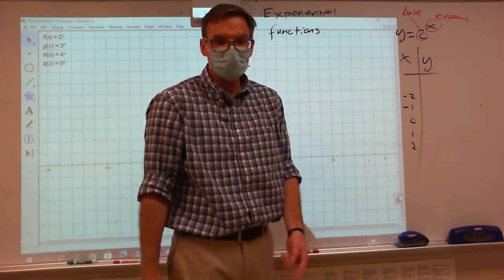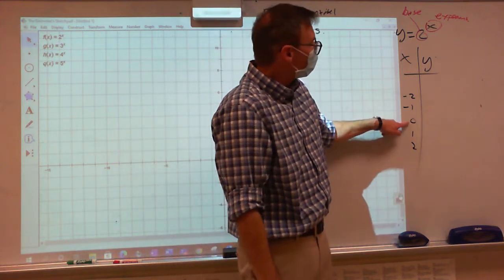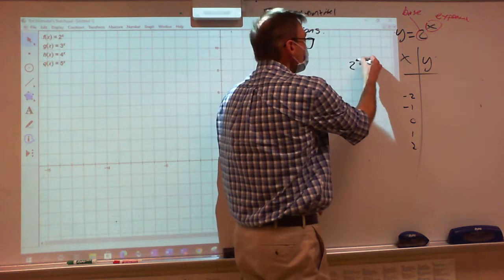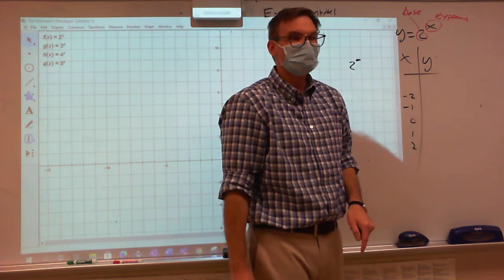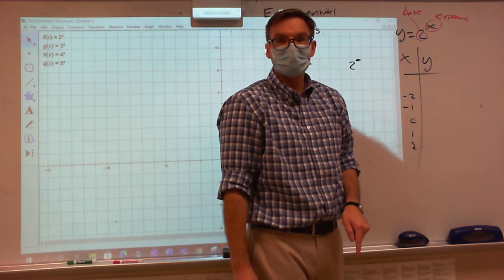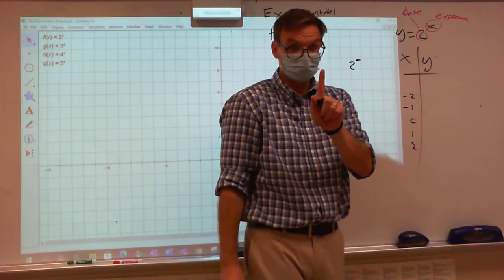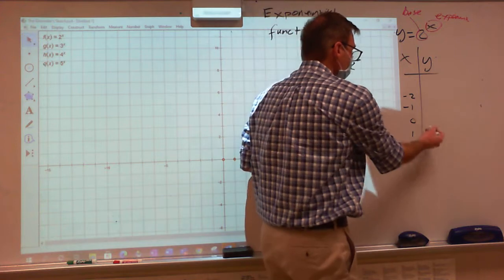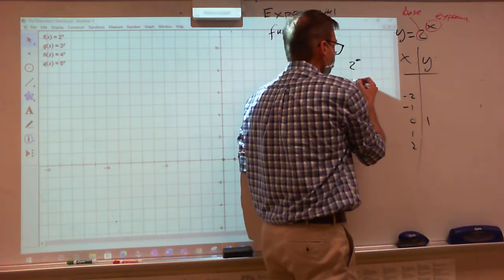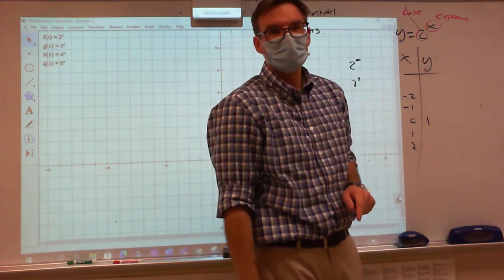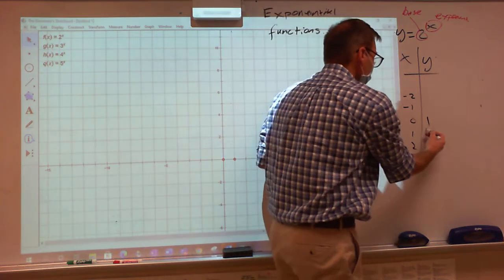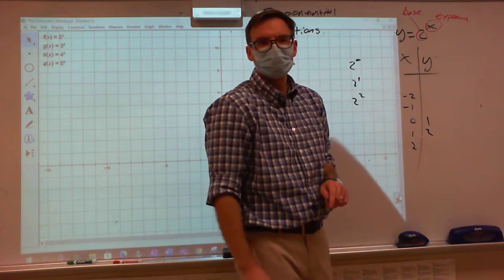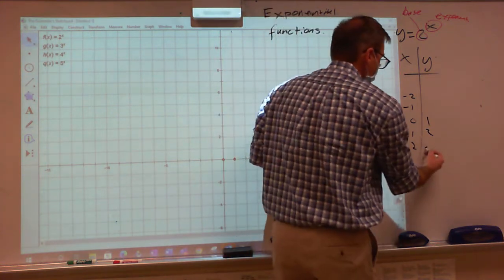So let's plug the easy one in first. I'm going to plug 0 in. Well, that means I plug a 0 in for X, and so what's 2 to the 0? Anything to the 0 power is 1. When I plug a 1 in, what's 2 to the first? 2. We're getting there, all right? When I plug a 2 in, what's 2 squared? 4.